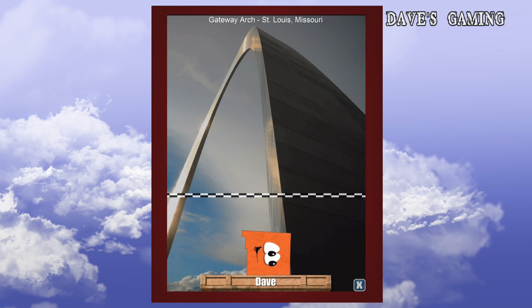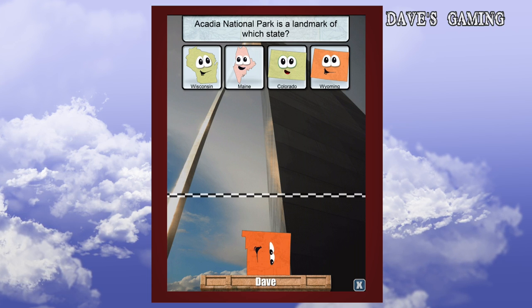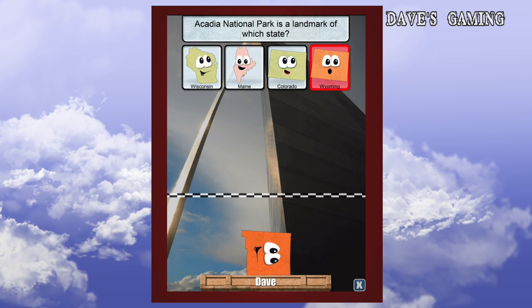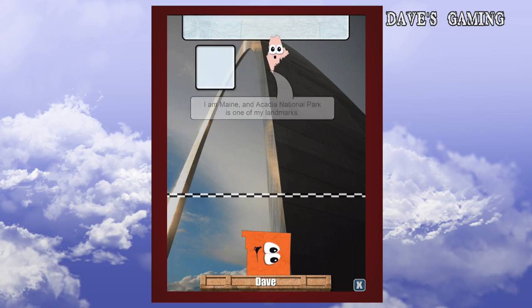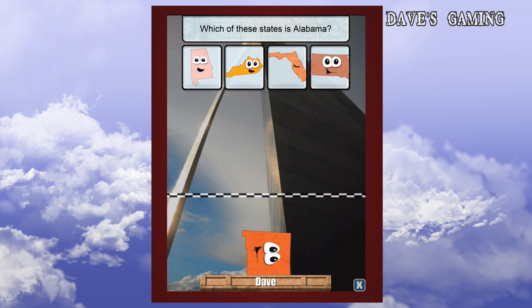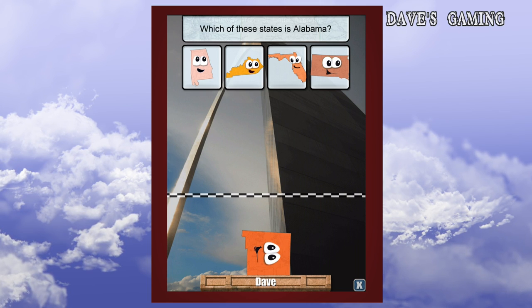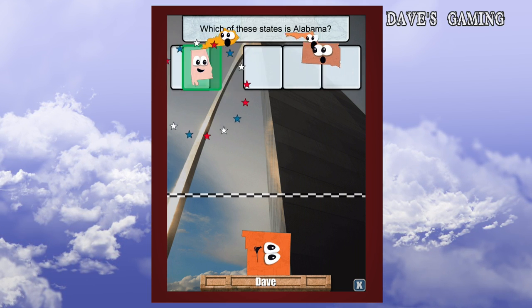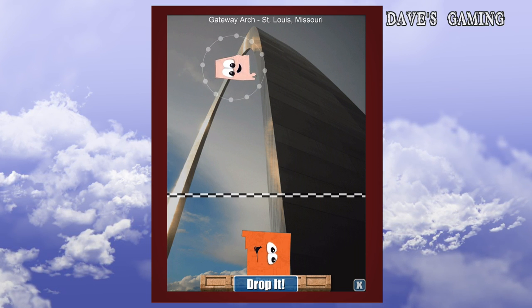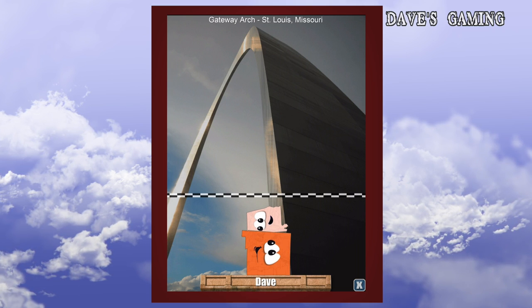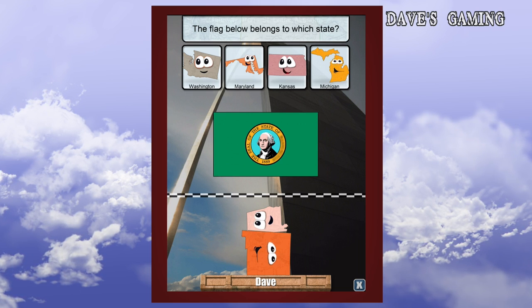Let's try to do good this time. Acadia National Park, landmark of which state? I think I remember. That was asked before, I didn't answer, and I still did bad. Maine! All right. Goodbye, Maine. Which of the states is Alabama? Oh my. The big one is New York State, that I know, on the right side. Yes! Right guess. Okay. Let's put it down. Again with these flags. Washington, I would say. Yes.